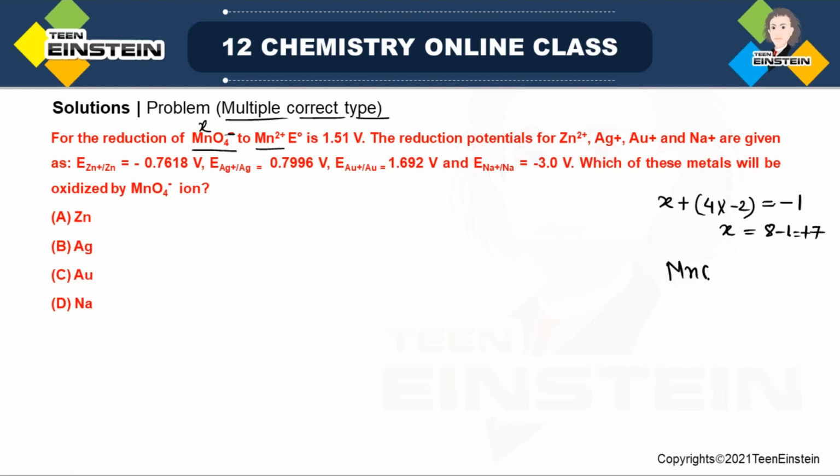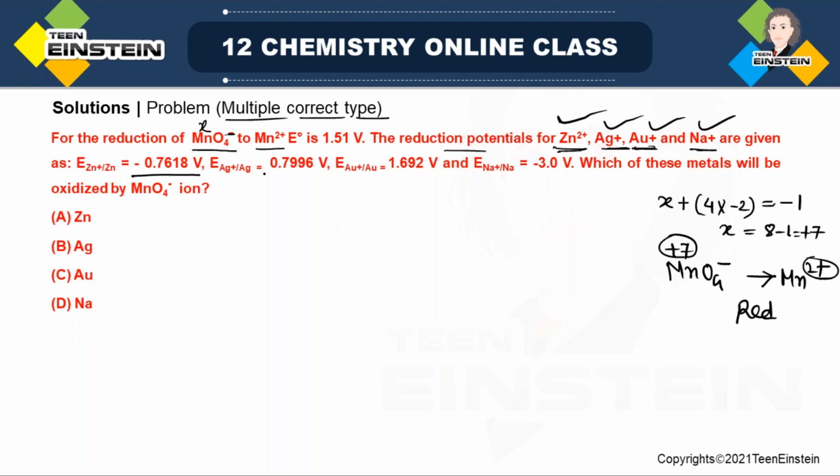So MnO4 minus is converted to Mn2 plus. Oxidation state +7 is now becoming 2 plus. So this is obviously reduction because the oxidation state is reduced to 2 plus. So this process is reduction. So this will be on the cathode side. Now there are some other systems given. Reduction potential for Zn, Ag, gold and sodium. 4 systems are given here. Fine. Question is, which of these metals will be oxidized by MnO4 minus ion?